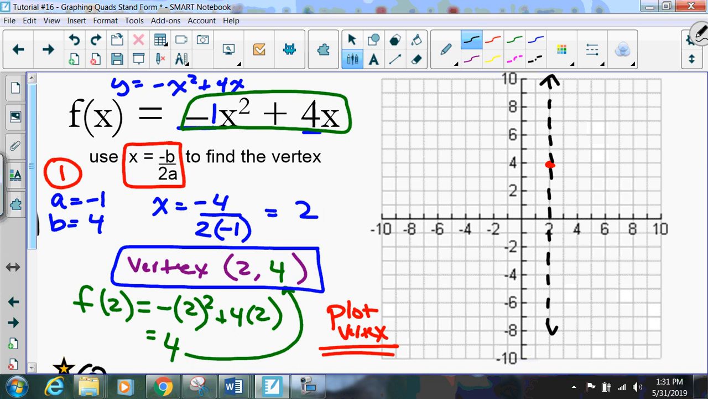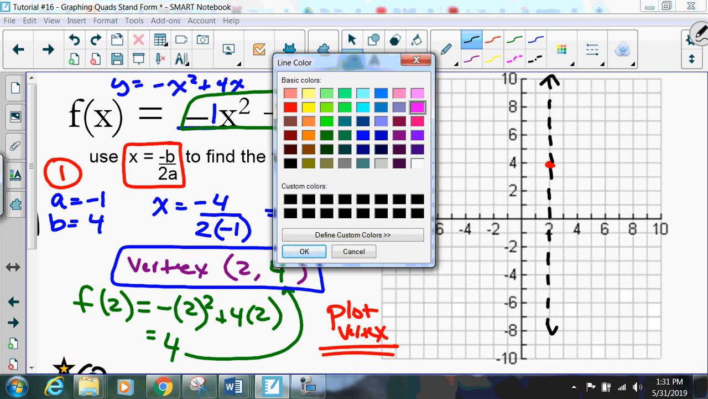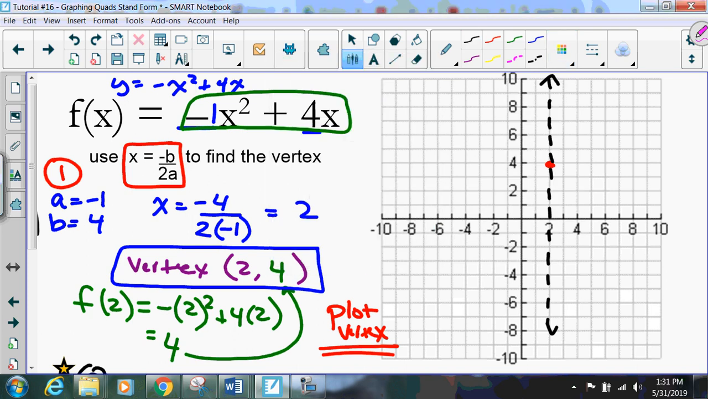So let's find a really good color. Not turquoise, that'd be hard to see. Let's do that magenta again that I like. Okay, so we're going to make a table and we're going to think really smart. If my vertex is on 2 for x, I'm wondering what happens as I look to the right of 2 and to the left of 2. So I could plug into my table either 1 or 3. Does it matter? No. Let's just plug in 1 because 1's pretty easy.